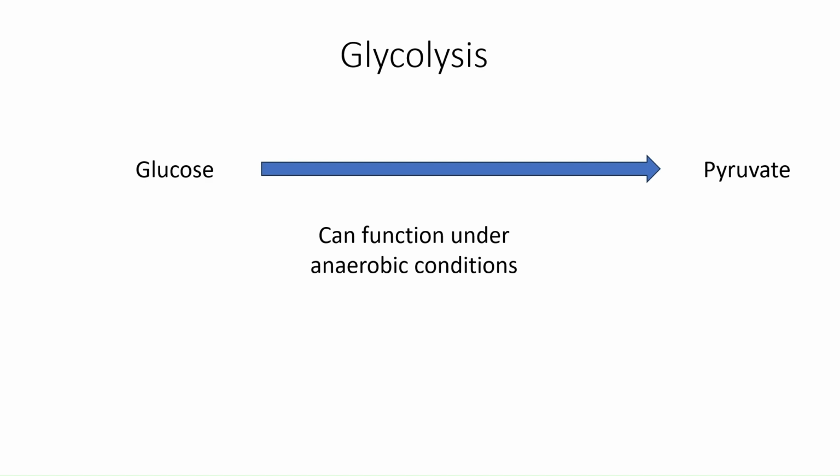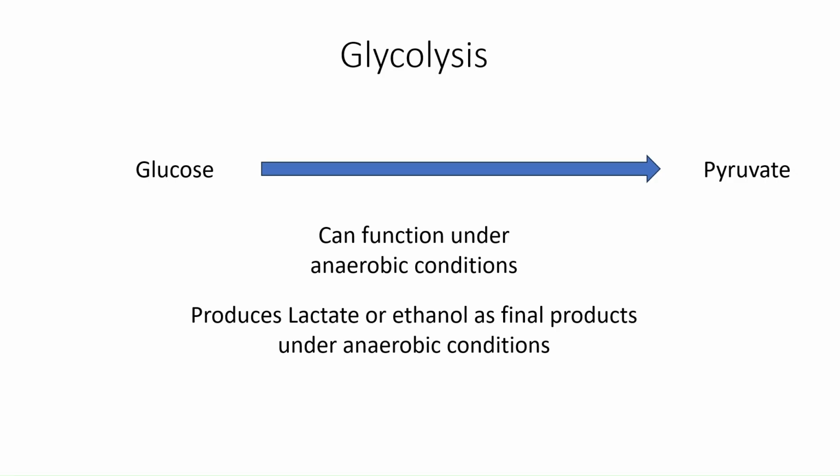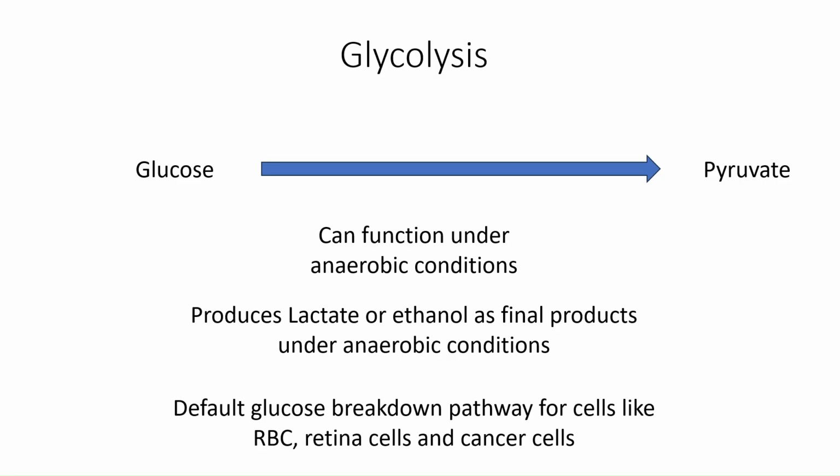Now this can function under anaerobic conditions, and if it is functioning under anaerobic conditions, it gives us two final products, that is either lactate or ethanol. And even under aerobic conditions, for some cells like RBC or cells of retina, and for cancer cells, this is the default pathway for glucose consumption. Now we'll get into all the steps in detail and how the process is regulated.